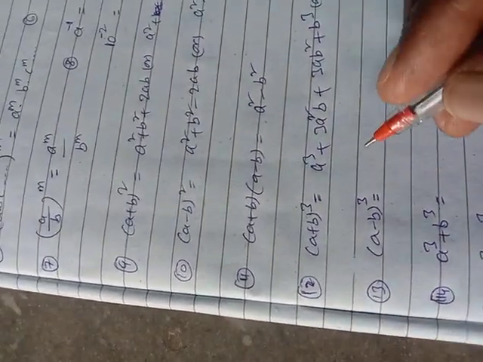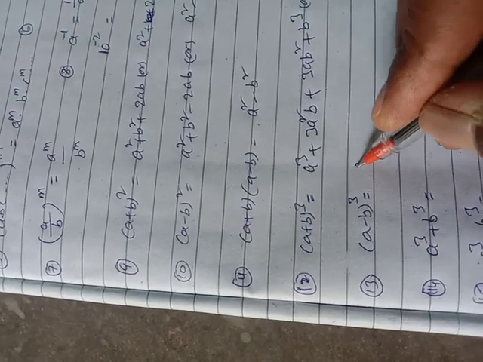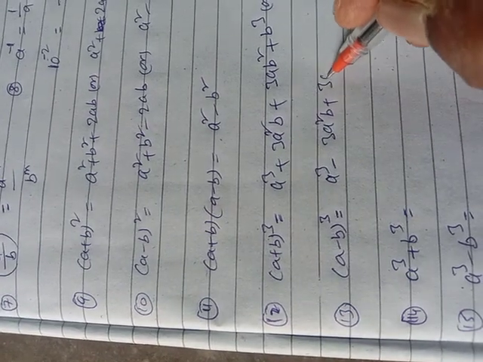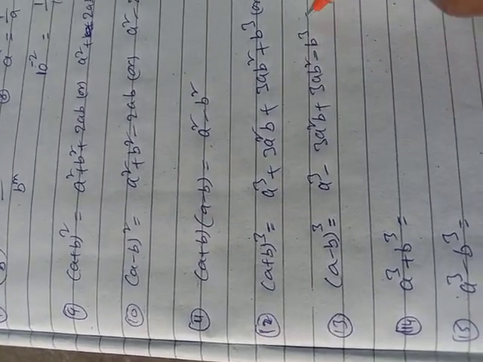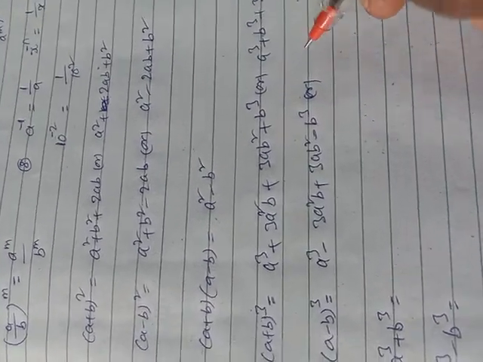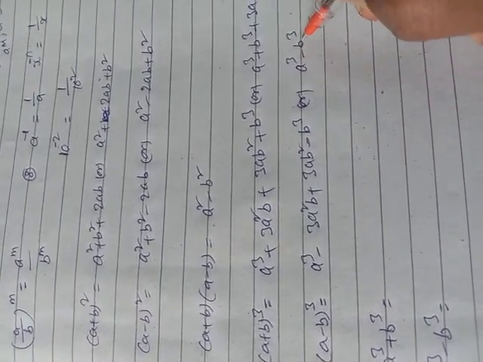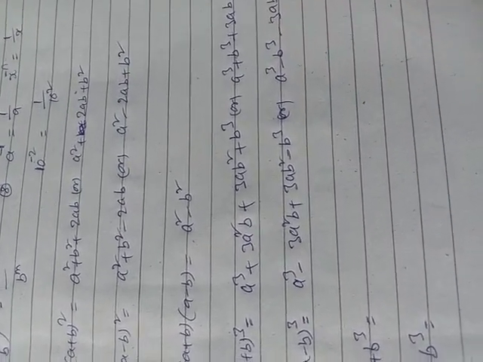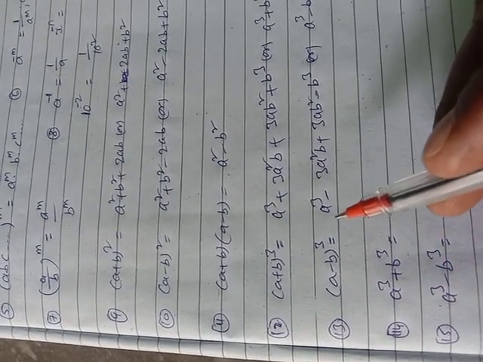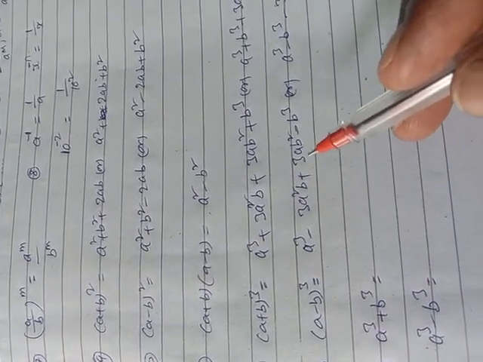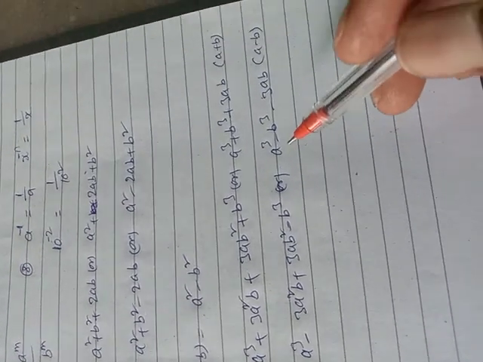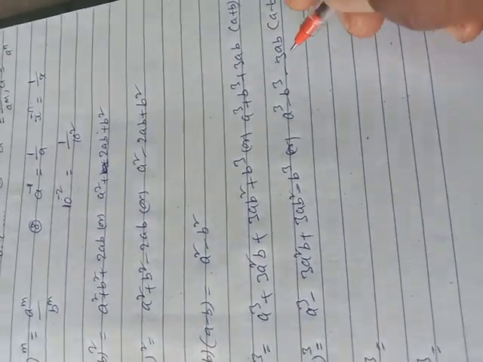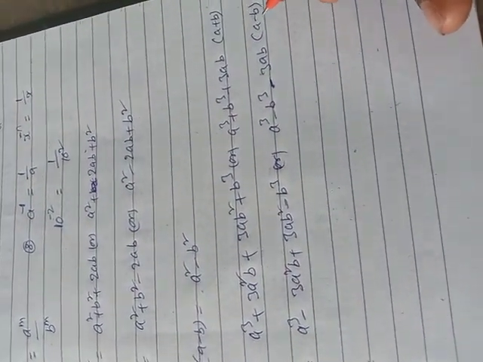a minus b whole cube equal to a cube minus 3a square b plus 3ab square minus b cube, or a cube minus b cube minus 3ab into a minus b.